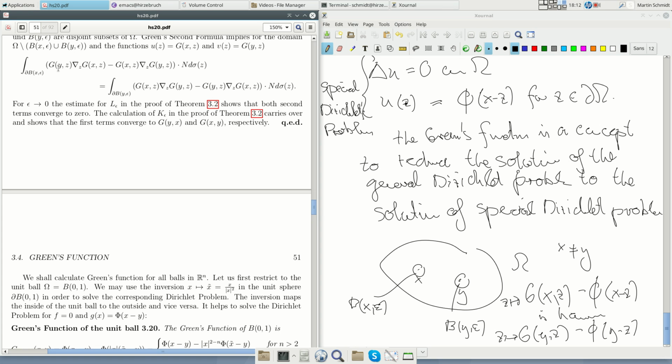Here we get just the limit if we insert z equal to x. But this means this converges to g of yx. And here at this term, this diverges, but here we should insert z equal to y at the singularity. So we get g of xy. So in the limit epsilon goes to 0, here gets no contribution, here this goes to 0, but this converges to g of yx and this converges to g of xy. And then this equation shows the equality. So this is the proof.